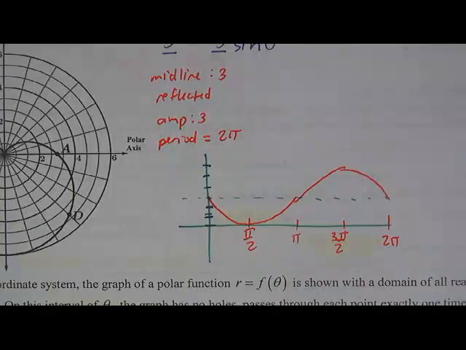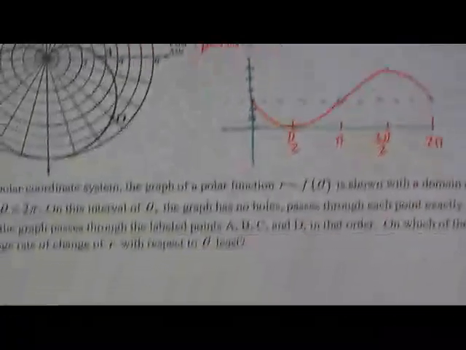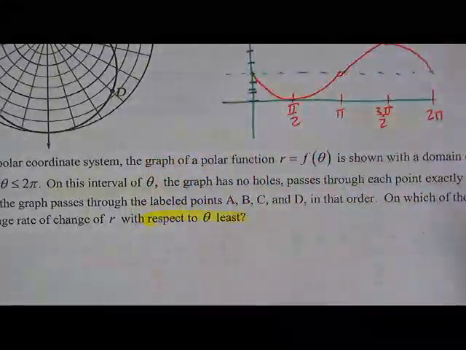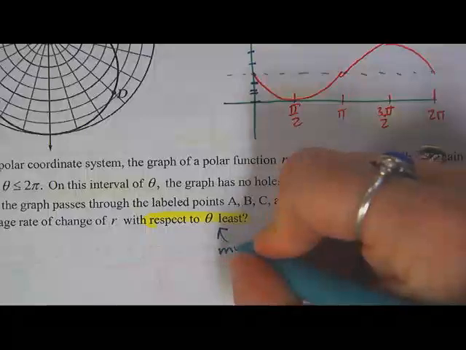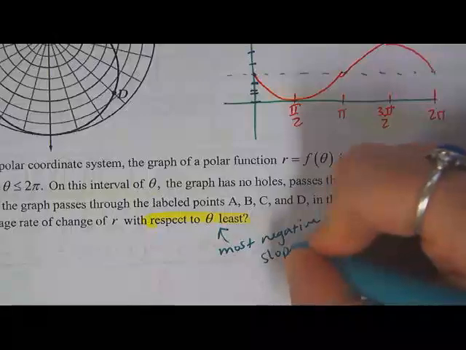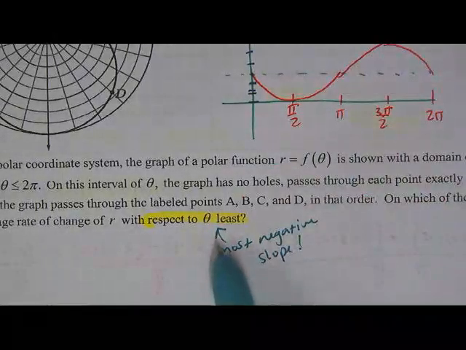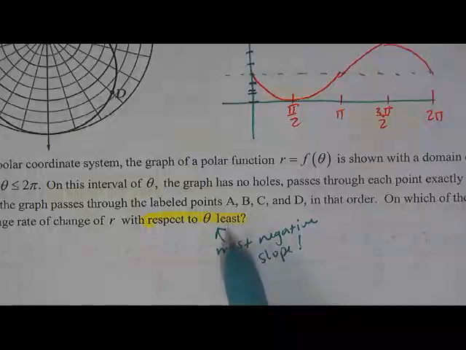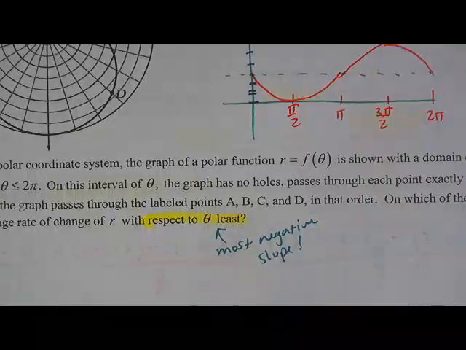Now, we're kind of stuck. If you've gotten this far, that's great. But it says, on which of the following intervals is the average rate of change the least? The least means the most negative slope. So in disguise, you're trying to find from what point to what point you have the steepest negative slope. Now, we're still kind of stuck.